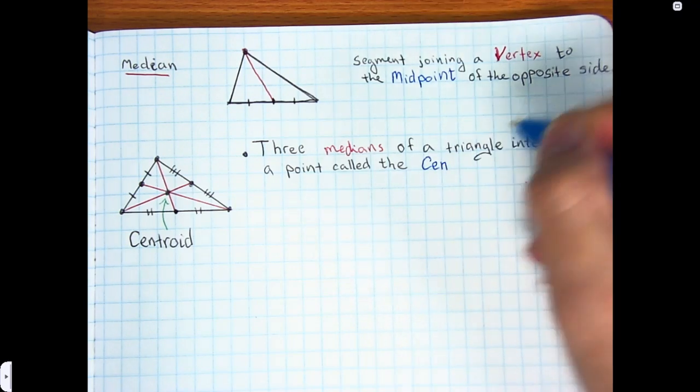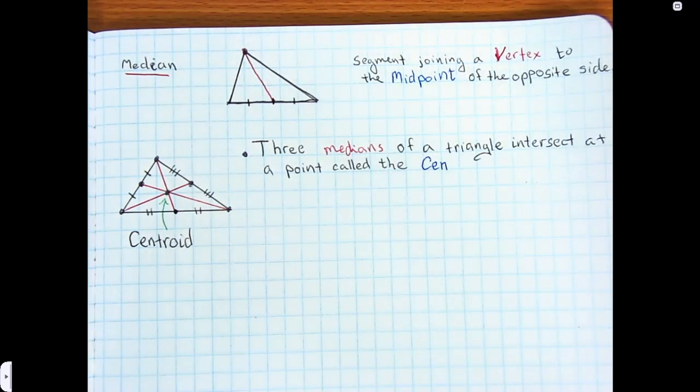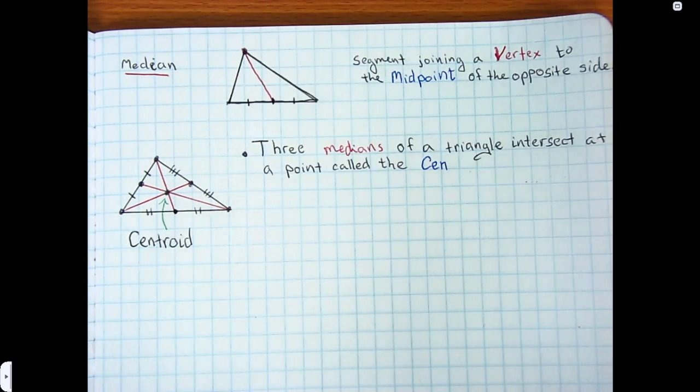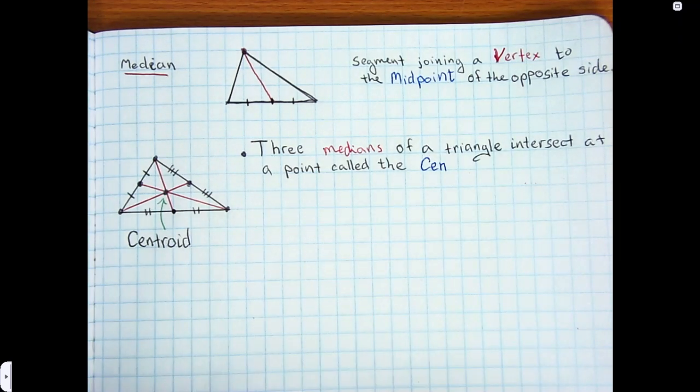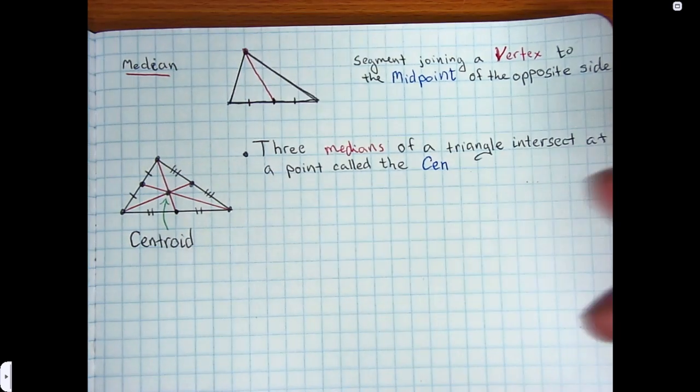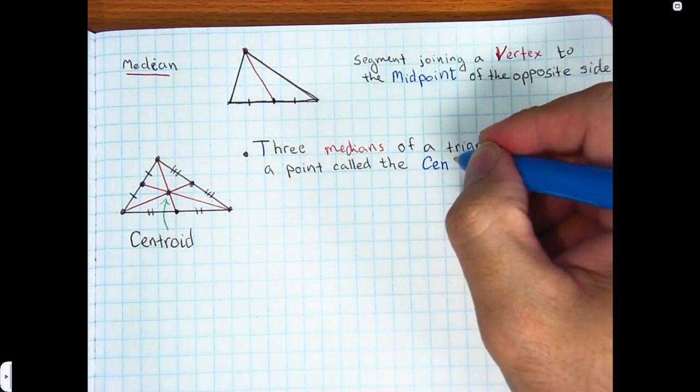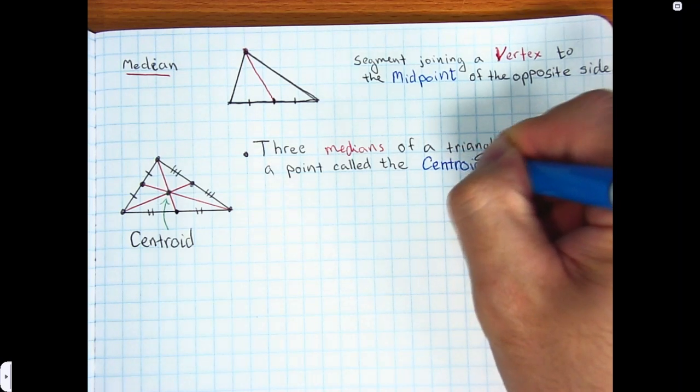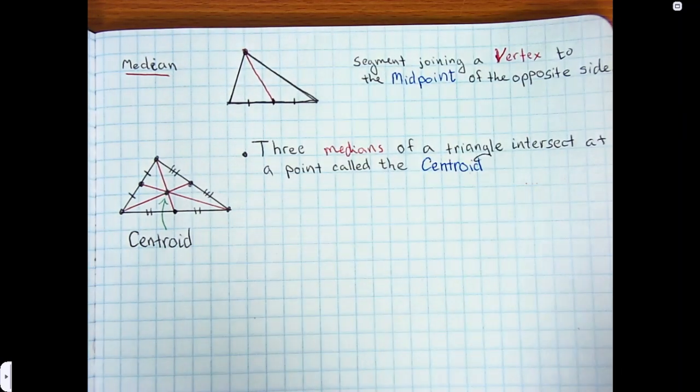So median relates to centroid, just as what we learned last time. Perpendicular bisector relates to the circumcenter, and the angle bisector relates to the incenter. From the angle, the distance from that length will always be equal. So we have another center to look at. This time it is the centroid.